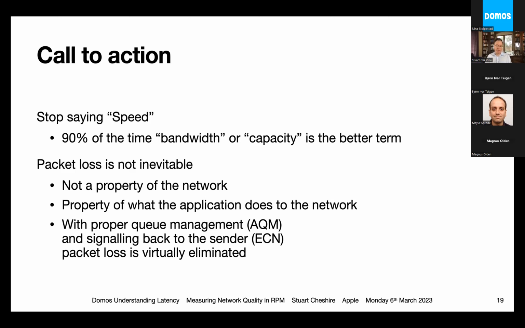You saw in the graphs I presented earlier, the first trace had enormous packet loss. And in the second trace, there was not a single packet loss. Because as soon as the queue started to build, the network told the sender to slow down using ECN. So packet loss is not just a fact of life we have to live with. It is in fact a self-inflicted wound, and we can stop doing that.